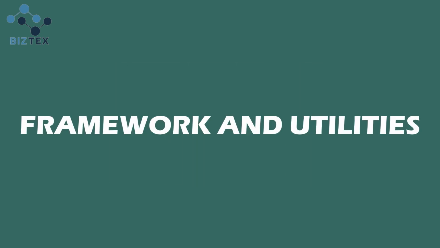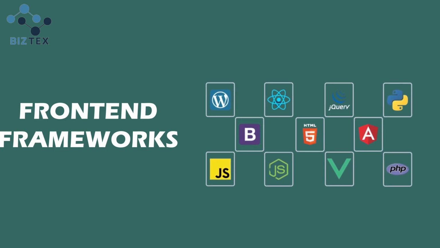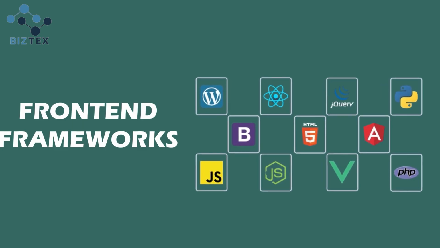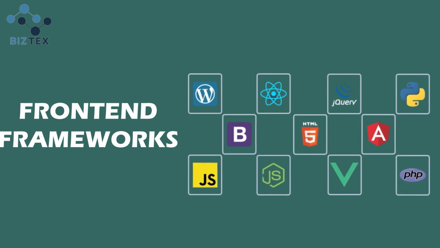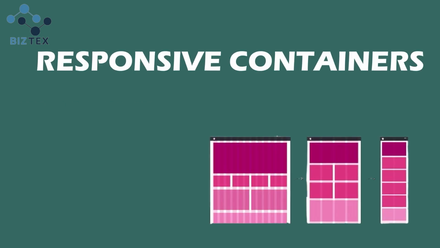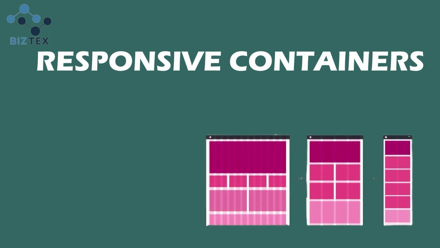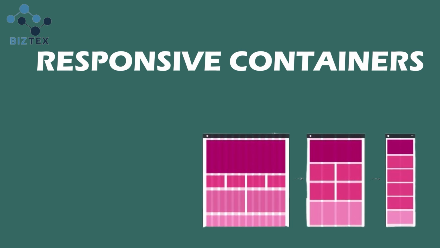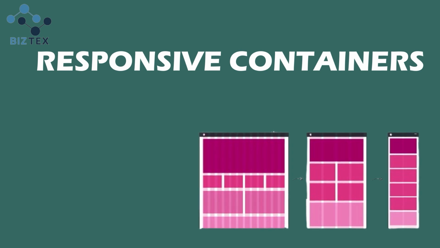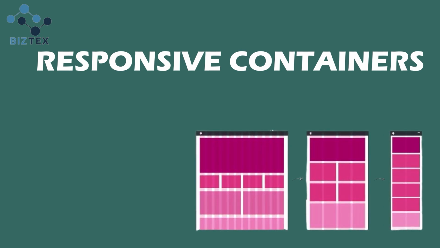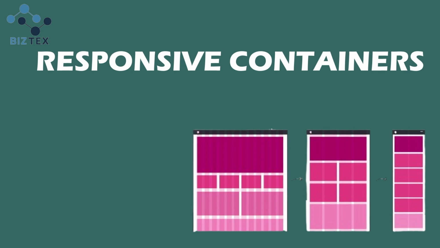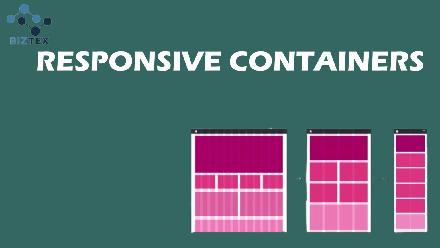Segment 2: Frameworks and Utilities. Now, front-end development has gotten a lot easier thanks to frameworks like Bootstrap. These powerhouses provide responsive containers, grids, and components that can seriously speed up your development process. And let's not overlook utility classes that can tweak everything from alignments to paddings across different screen sizes. It's like having a coding shortcut for responsive design.